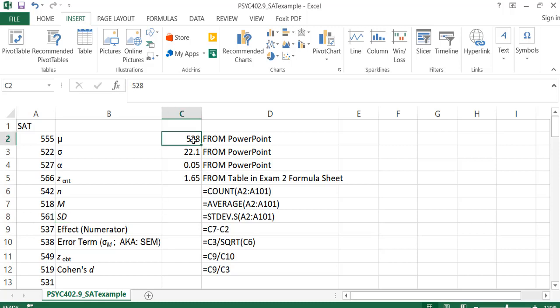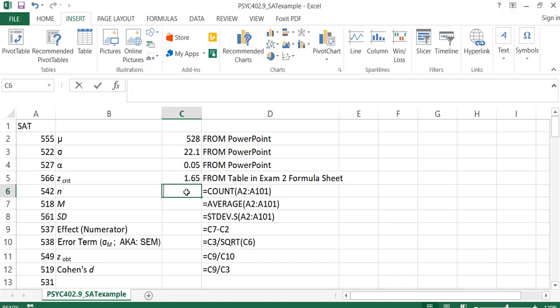I've pulled the population average and the population standard deviation from the PowerPoint. I also have noted our alpha level and I've noted our Z critical, which based on the one tail test with an alpha of 0.05 is positive 1.65, and we already talked about that in the lecture itself.